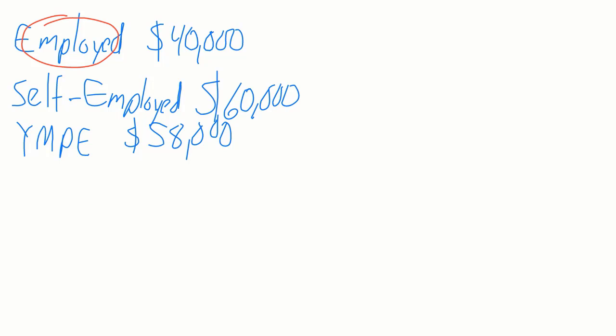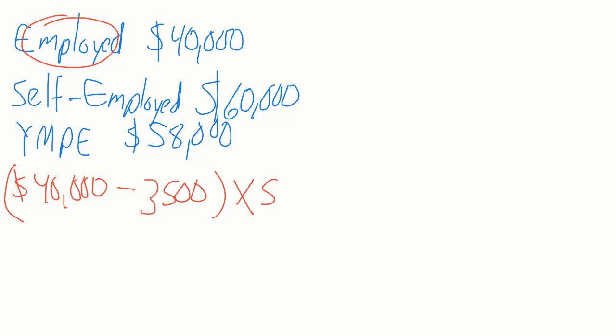So if the individual is earning $40,000, that is less than the YMPE. They're under the YMPE. So we use all 40,000. We subtract off the 3,500 because you don't contribute on the first 3,500, and we multiply that by 5.1%. And that gives us $1,861.50.